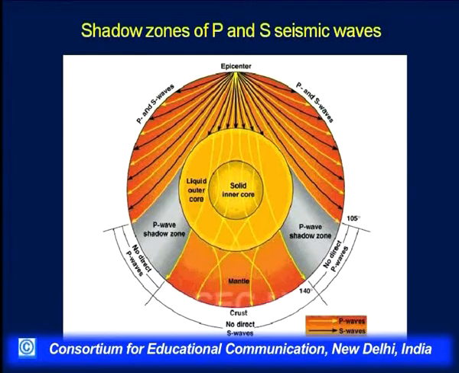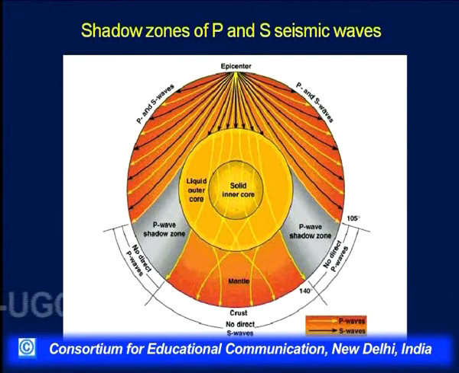The measurement of these shadow zones, as we have talked about before, many references quote 103, but approximately it is 103 or 105 and up to 140 or 142 degrees. So here there are no direct primary waves in the shadow area, which lies between 103 or 105 degrees to 140 or 143 degrees.